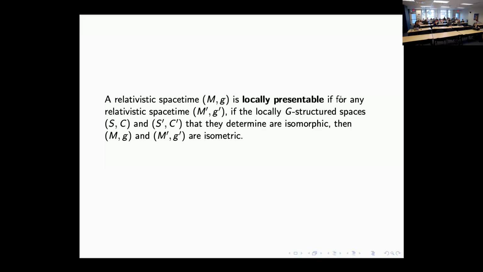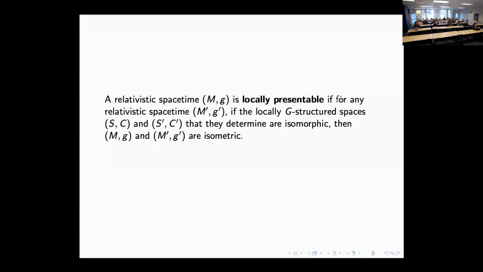Okay, second definition. A relativistic spacetime MG, we will say, is locally presentable if for any other relativistic spacetime M prime G prime, if they determine isomorphic locally G-structured spaces, then the spacetimes themselves must be isometric. Okay, I always find this one a little harder to parse than the last definition. So let me say something that might be helpful.